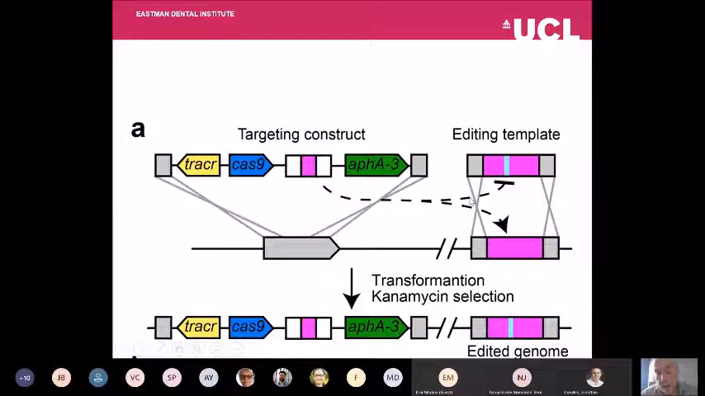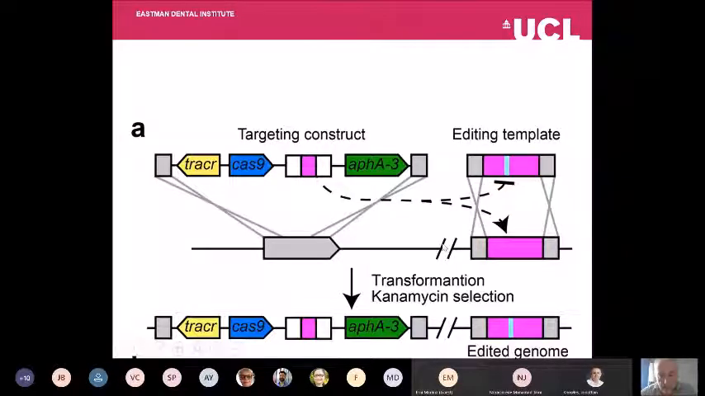But if you add an editing template, you see which part you want to destroy, and you see which part you want to change. So you can change this sequence so that it doesn't contain this target, and this region won't be destroyed. If you transform this into a bacterial cell, here they've added kanamycin resistance, and you transform the editing template, and this is the gene you want to change, the only organisms that will survive are those that have got this edited gene.